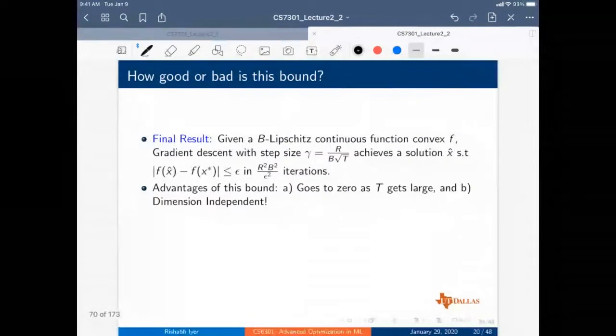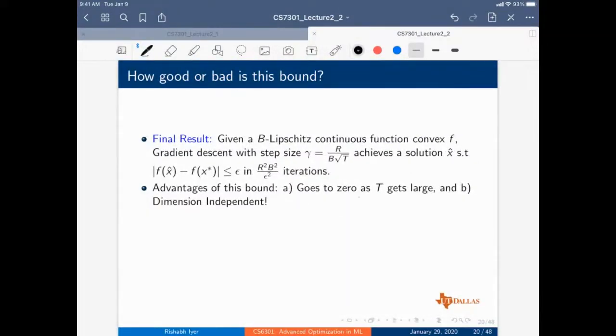Okay. So the advantage of this bound is that it goes to 0 as t becomes large, and something very important is that it is independent of the dimension. So there is no dependency on the dimensionality of x, where x belongs to R raised to d. From a computation perspective, it depends on the dimension because computing the gradient requires d, right? But the number of iterations does not depend on the dimension. So what this means is that you can have very high dimensional problems and the number of iterations is still the same.